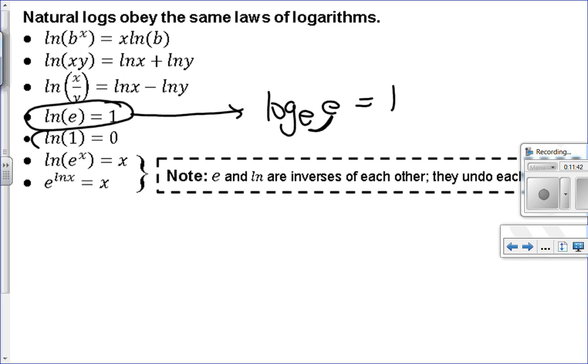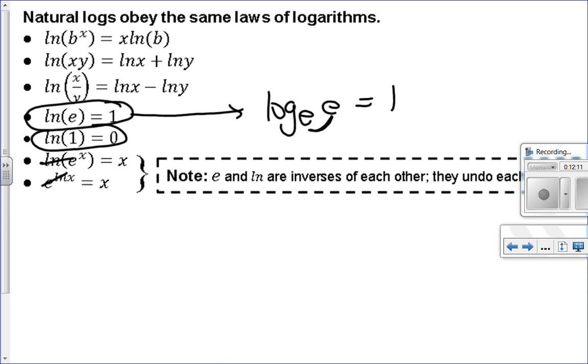Natural log of 1, just like log of 1, is equal to 0. The natural log of e to the x is equal to x because they cancel each other out. Taking the natural log and taking an exponent with a base of e are inverses of one another, and they undo each other, so it's just x. Same thing here: e as a base raised to a natural log x exponent. Those are inverses and undo each other, and you're just equal to x.